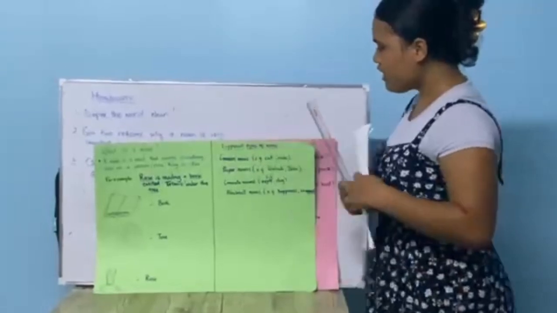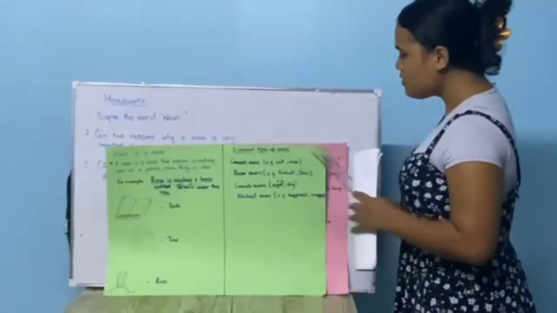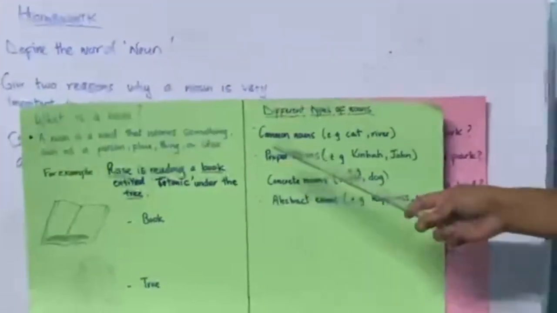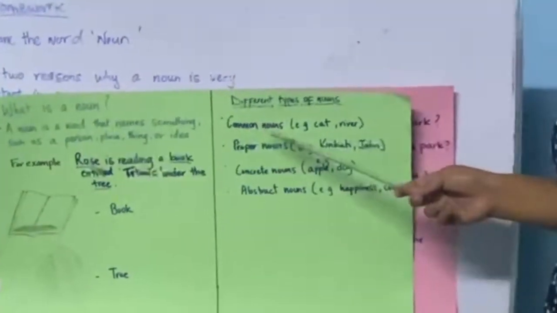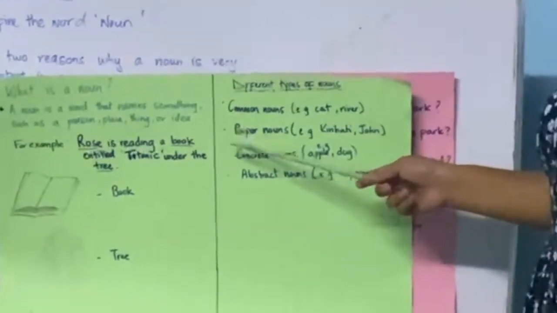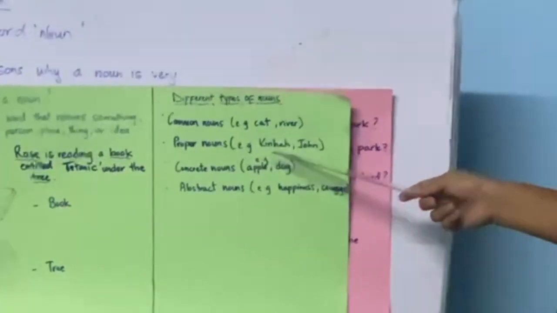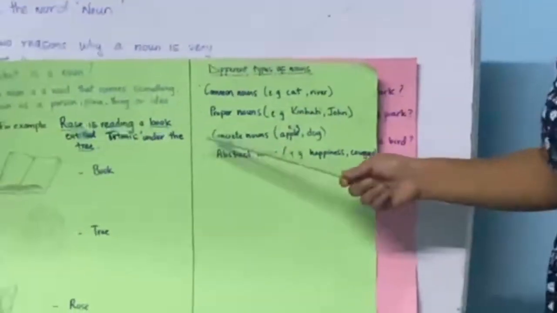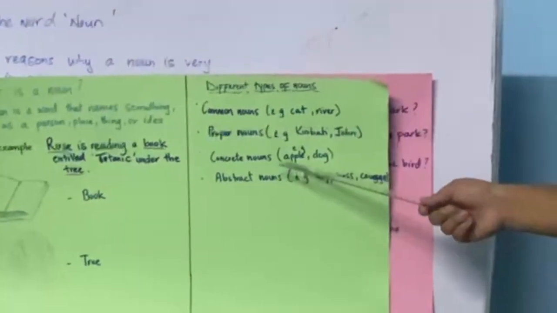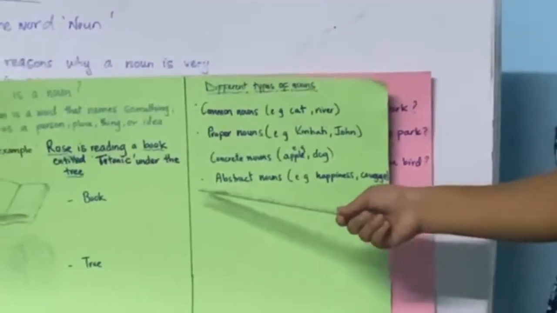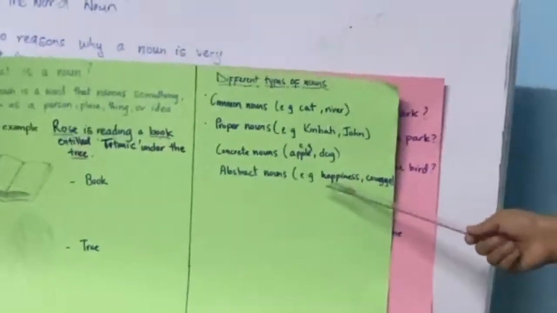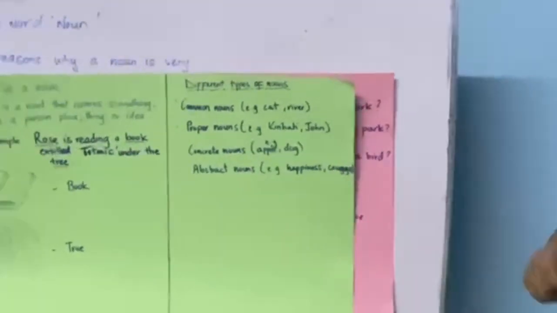We come to the different types of nouns. There are 4 types of nouns. The first one is common nouns, for example, cats, river. The second one, proper nouns, for example, Kiribati Strand. And the third one, concrete noun, example, the apple lock. The last one, abstract nouns, for example, happiness and courage.